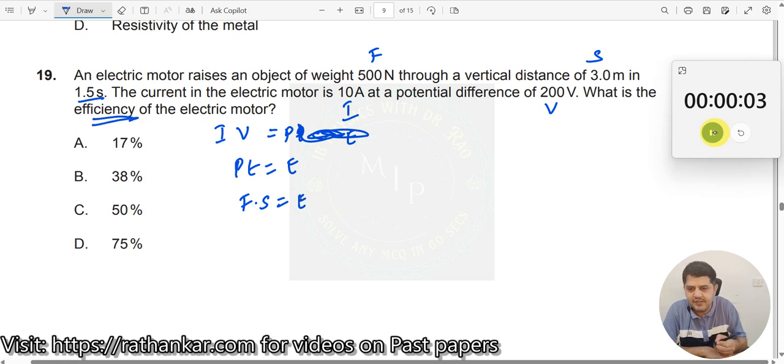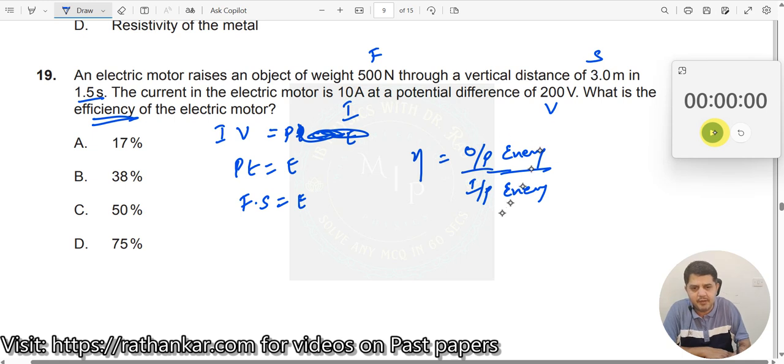Now what is efficiency? Efficiency is given by output divided by input. Well, what is this output here? Output energy divided by input energy. Right? Now you need to decide what is output energy, what is input energy based on this. There are two energies given here. So what is the output here?